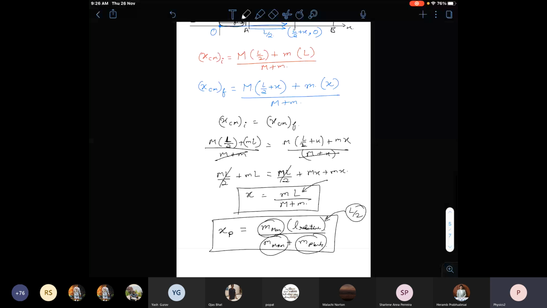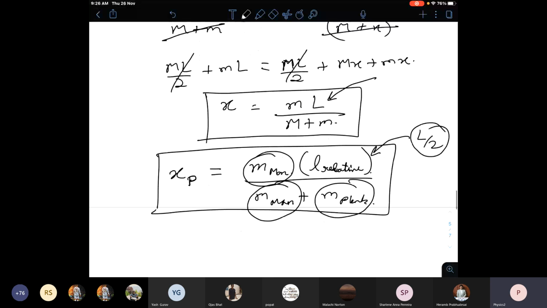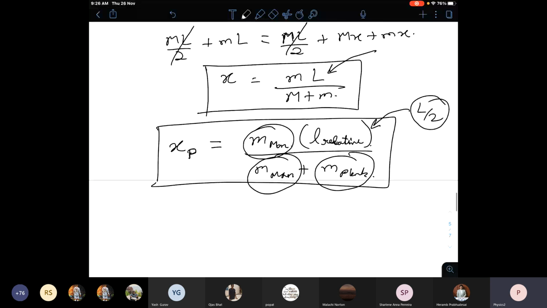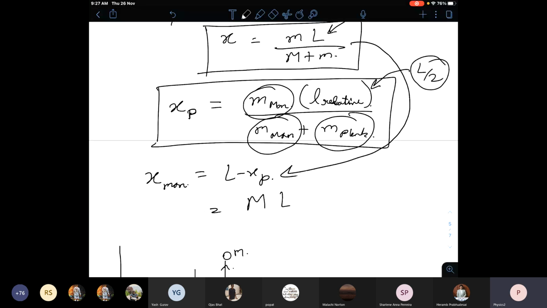Now see, once I have written the distance covered by the plank, I told you I can also calculate the distance covered by the man with respect to the ground. With an observer from the ground I can calculate the displacement of the man, which is basically L minus xp. So if you replace this value over here you will get the formula as capital M into L upon M plus m. Simple.